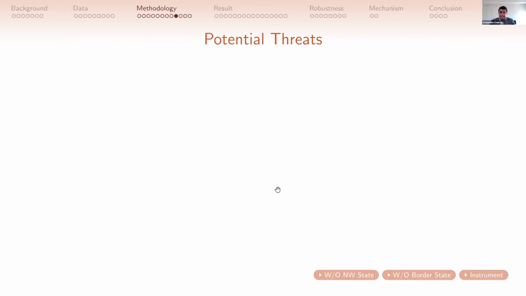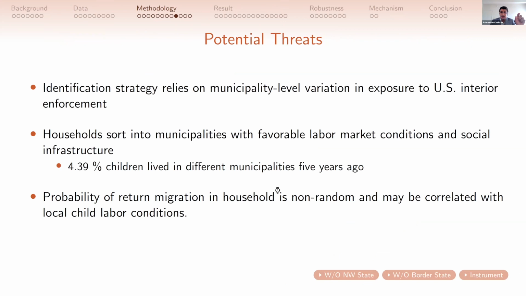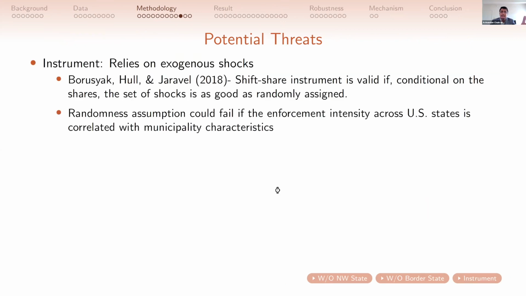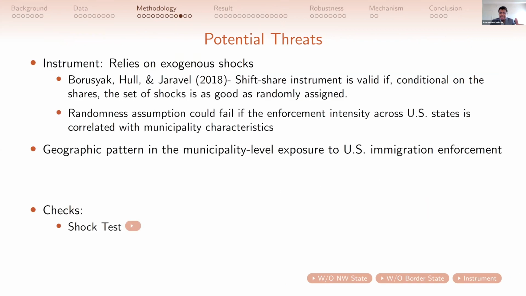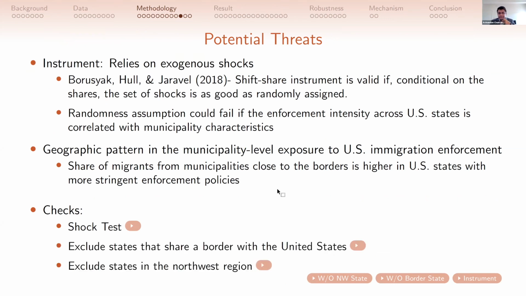Now, to control for that, I omit the northwest states and also the border states to check if my results are robust. And we will be discussing these results in my next slide.